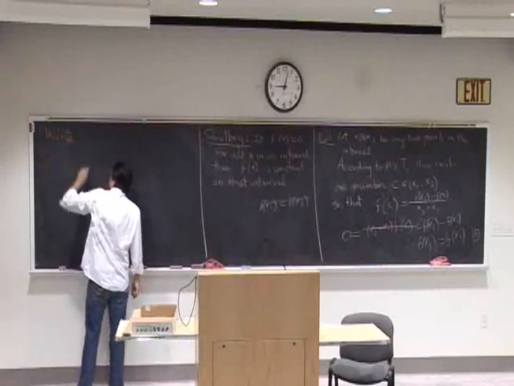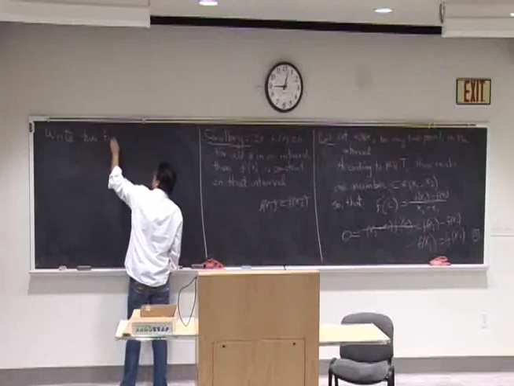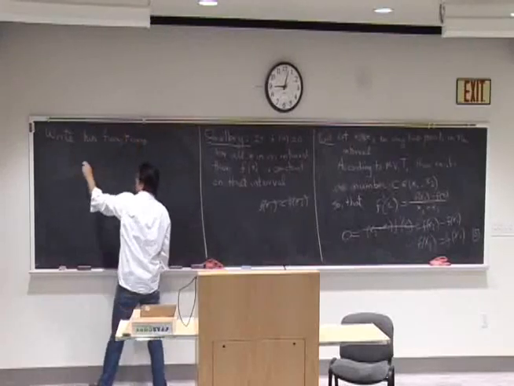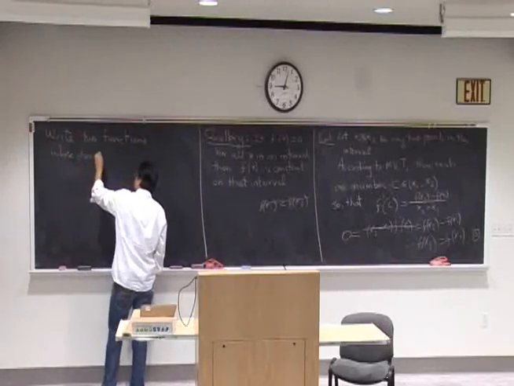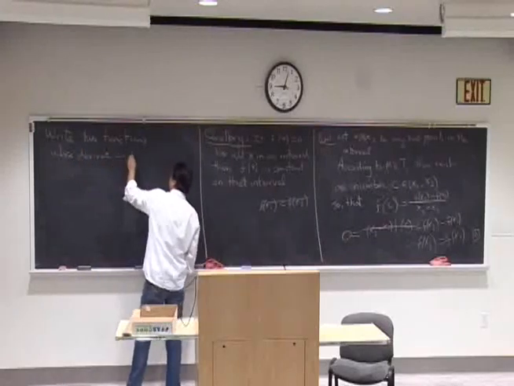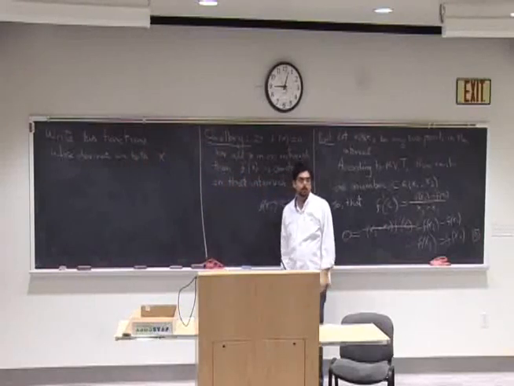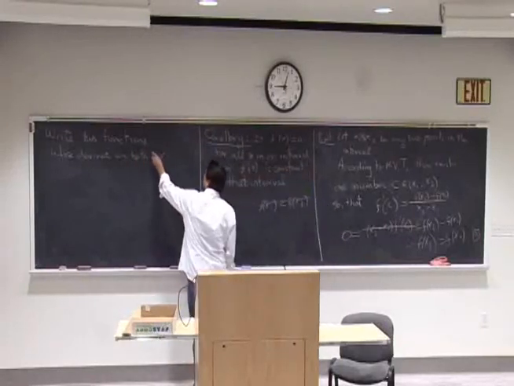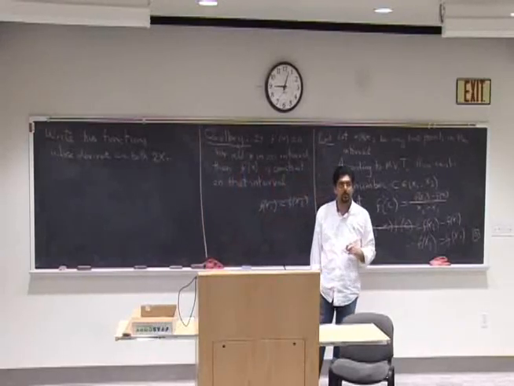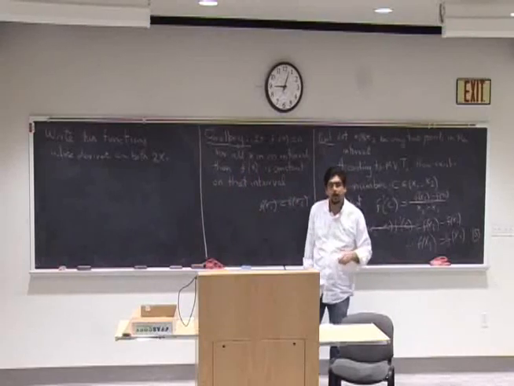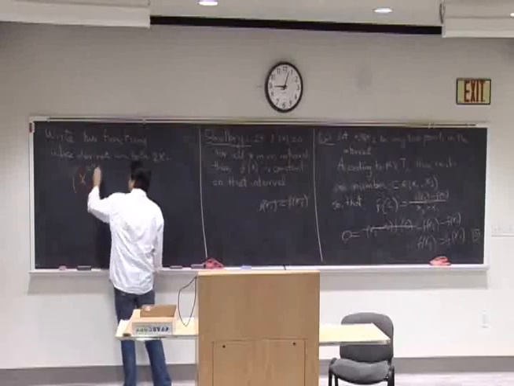Before I talk about the next corollary, I want you to answer this question. It's very easy. Write two functions whose derivative is x. Write two functions so that the derivative of each of them is 2x. The derivative of what function is 2x? X squared. The derivative of x squared is 2x.